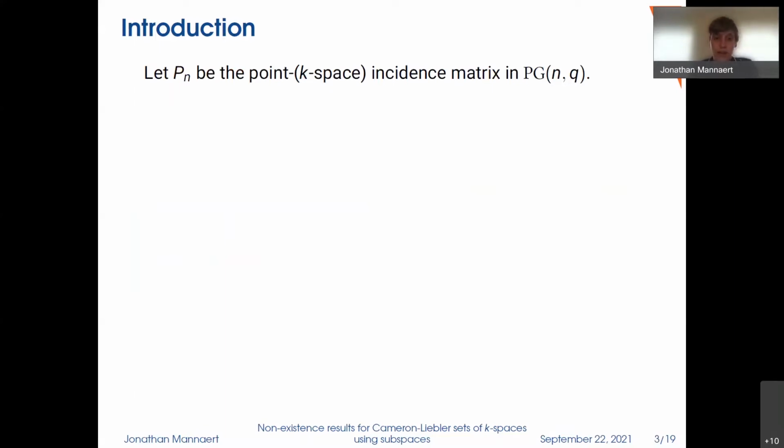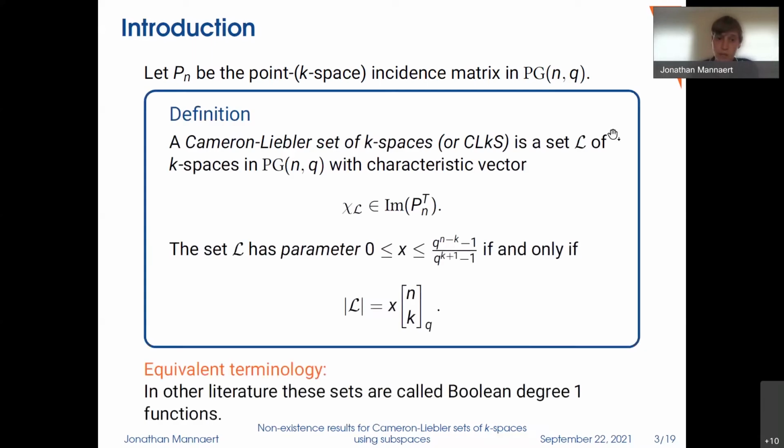Before I can define Cameron-Liebler sets of k-spaces, I will need the point-k-space incidence matrix of PG(n,q), which is a 0-1 valued matrix where the rows are indexed by the points and the columns are indexed by the k-spaces. We put a 1 at position (i,j) if point i is incident with k-space j and a 0 elsewhere. Using this point-k-space incidence matrix, we are able to define a set of k-spaces, which we will call Cameron-Liebler sets of k-spaces, or CLKS for short.